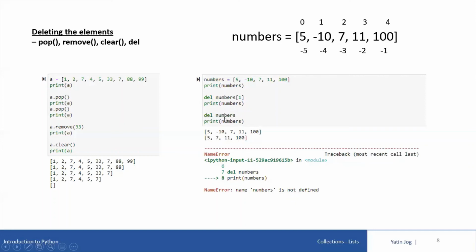So when I say del numbers, the whole variable with all its values and its name, everything will be deleted from the execution memory. So if I say print numbers, or if I want to use numbers again, it will give a name error, numbers is not defined. So in this way, you can use pop, remove, clear, and del to remove or delete elements from list variables.